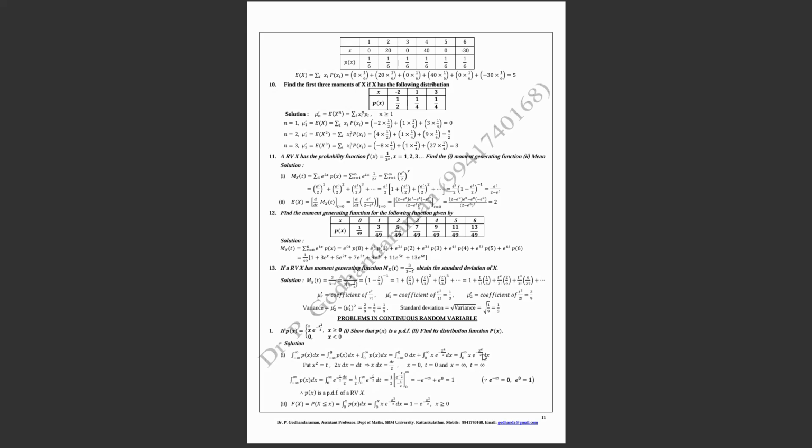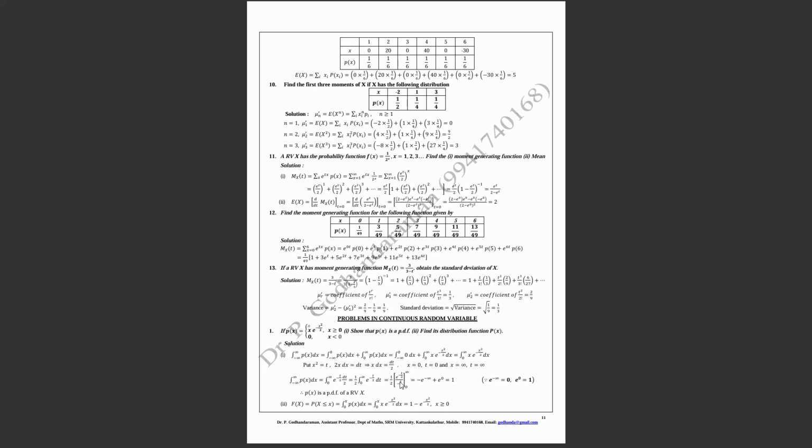e to the power x square, we have x square substitution is t, so e to the power minus t by 2 into, what is the substitution of x into dx? x into dx is equal to dt by 2. So now take the constant of 1 by 2, integral 0 to infinity, e to the power minus t by 2 into dt.